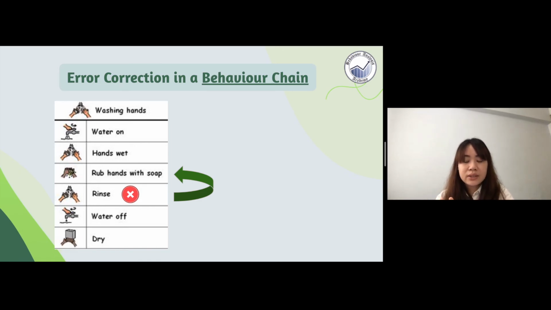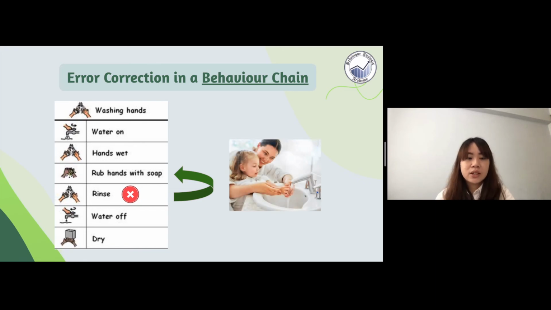He rubs his hands with soap already. What do you do next? You provide physical prompt immediately. Help the child to rinse the soap off. So this is providing prompt. Then once the child has rinsed hands with your guidance, you can allow the child to continue with the rest of the steps in the behavior chain. If it's possible, you can always get the child to repeat the entire chain again.